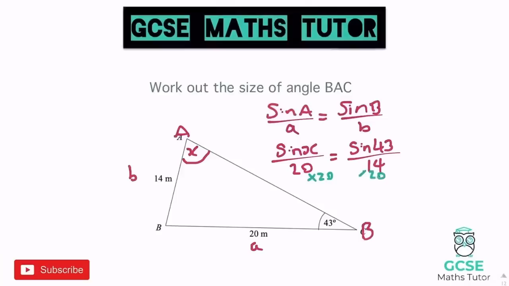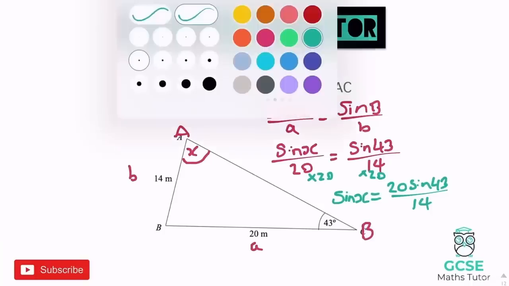And again, you could work that right hand side out and times it by 20, but I'm just going to go stick it up the top there. So we end up with sine X equals 20 sine 43 over 14. And if we type that into the calculator now, what do we get? 20 sine 43 over 14, and we get an answer here. Let's write it over here.